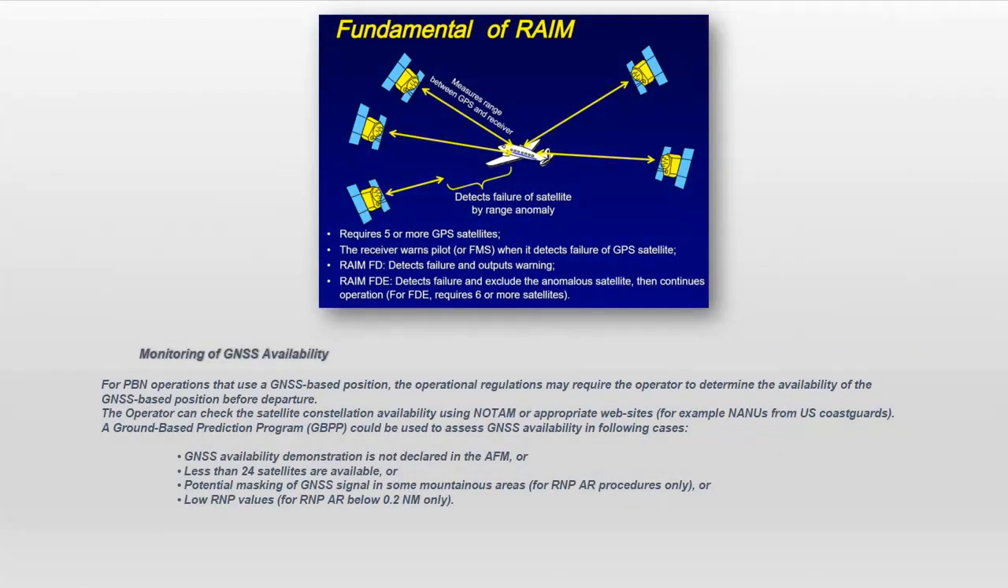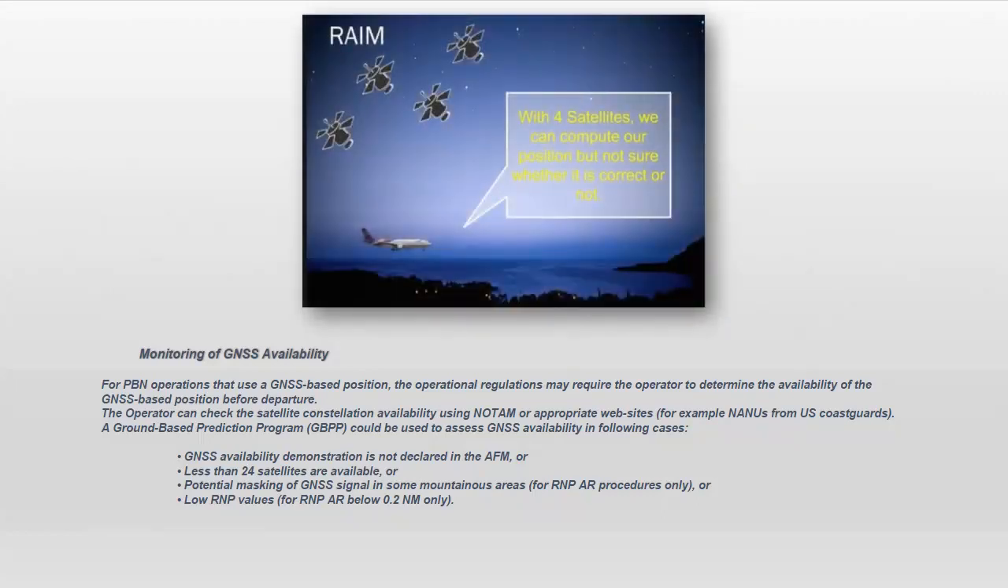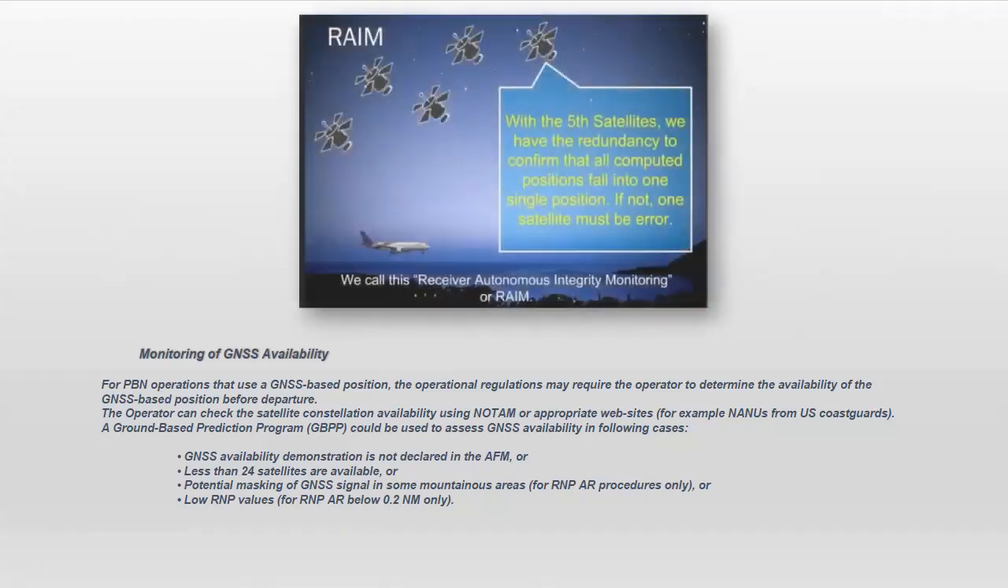Monitoring of GNSS availability. For PBN operations that use a GNSS-based position, the operational regulations may require the operator to determine the availability of the GNSS-based position before departure. The operator can check the satellite constellation availability using NOTAM or appropriate websites, for example NANUs from U.S. Coast Guards.